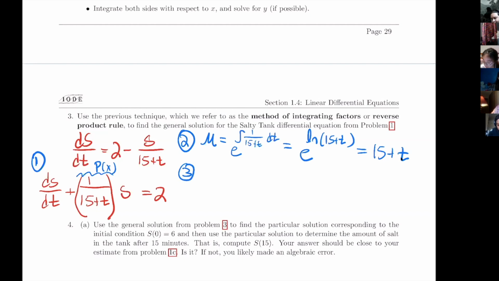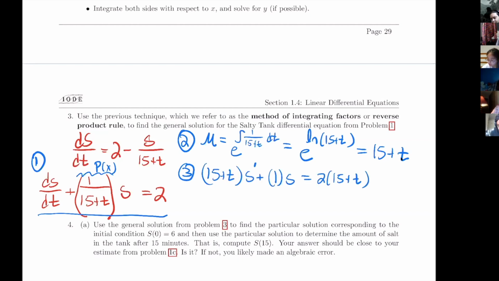And then the next step would be to multiply the differential equation that we have over here, both sides of it, by 15 plus t. And so when I multiply the left side by 15 plus t, just be sure you distribute it to both terms. So that's why we have a 1 in front of the s, because the 15 plus t divided by 15 plus t would cancel out.